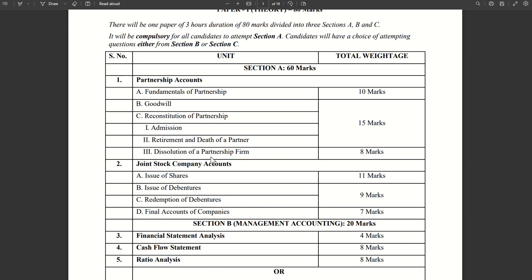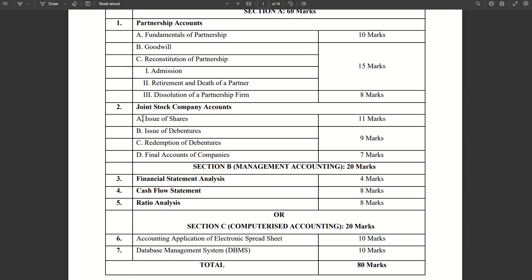Then we have the company accounts. Issue of shares has got 11 marks, and you can easily make out this is a 1 plus 10 combination where you have 1 mark in the short question and a 10 mark sum, a full-fledged sum here. Then issue of debentures and the redemption of debentures comprise a total of 9 marks.